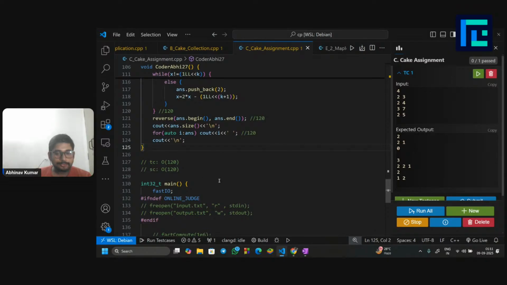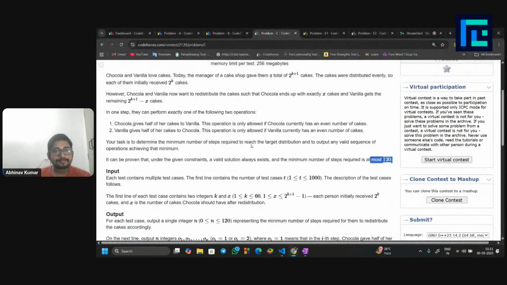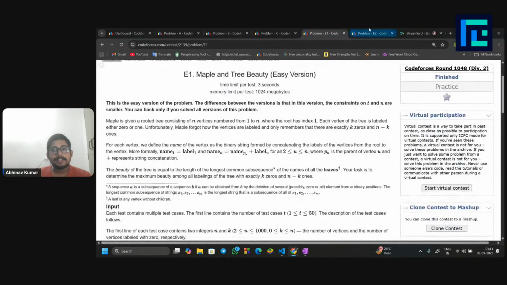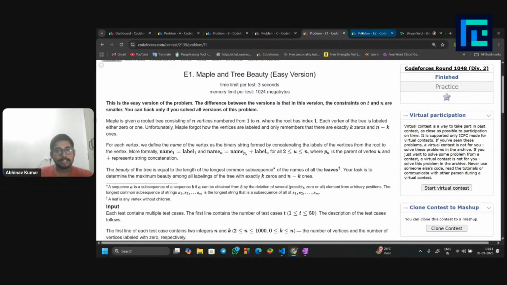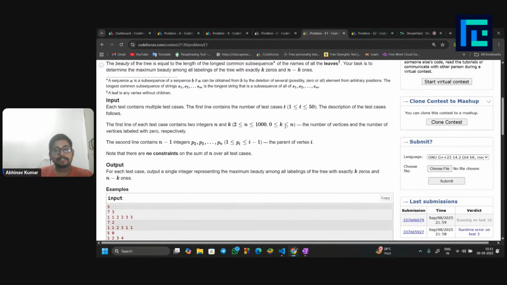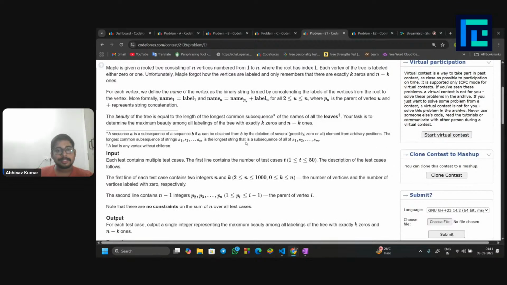I guess we can move to the next problem now. So next is E1 and E2. We'll discuss both of them together. We'll directly solve the hard version only, so the only difference is in the constraints. We'll discuss what difference these constraints make, but let's read the problem first.